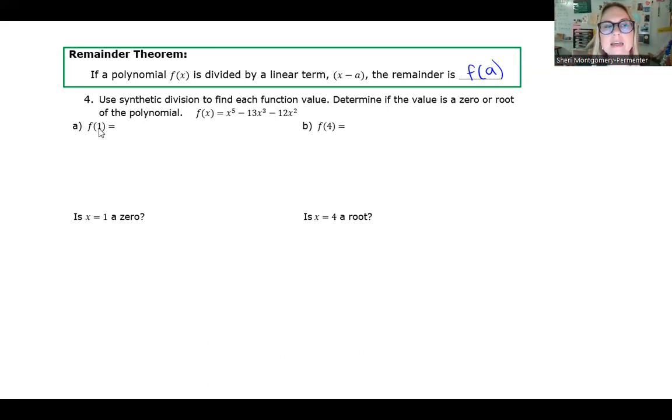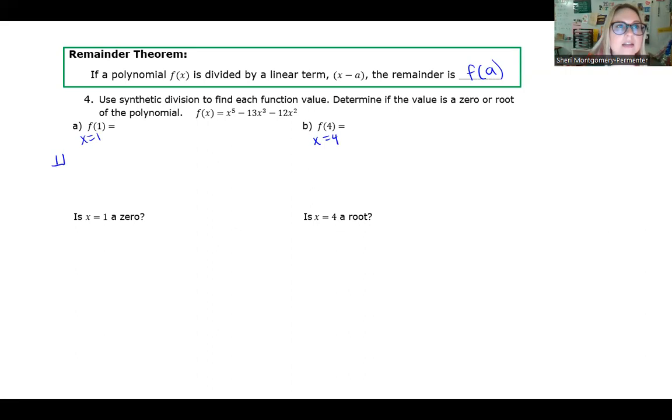So this says f of 1. That means x is equal to 1. This one, x is equal to 4. So we don't change it. It's not opposite because it's not giving us a factor. It's telling us f of x. So don't change these. But I'm going to set up synthetic division.